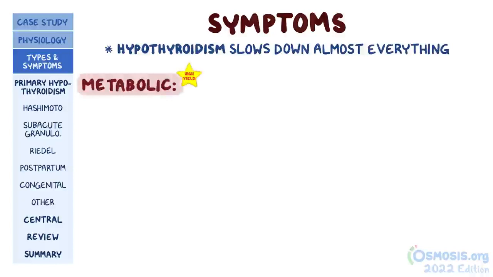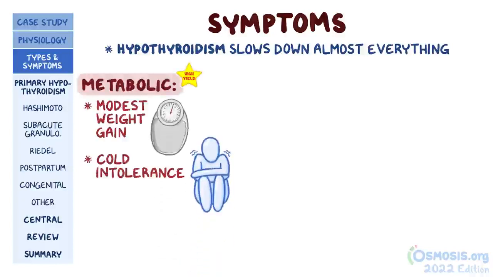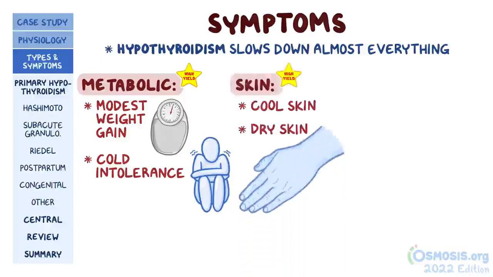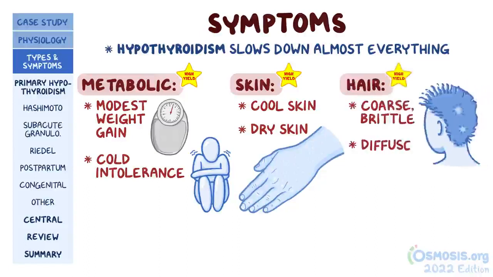Metabolic findings include modest weight gain and cold intolerance due to the low basal metabolic rate. Skin and hair findings include cool skin due to vasoconstriction and dry skin due to reduced secretion of the sweat glands and sebaceous glands. The hair is coarse and brittle, and there can be diffuse alopecia. Also, the nails are brittle.